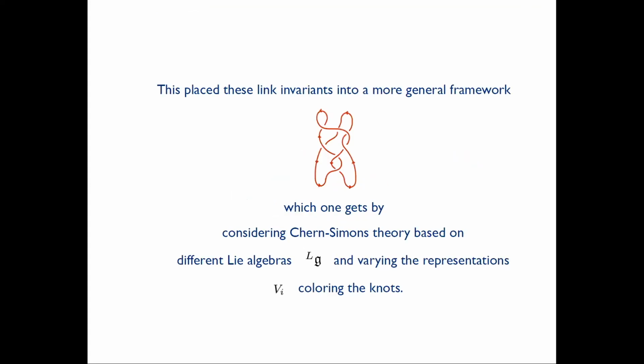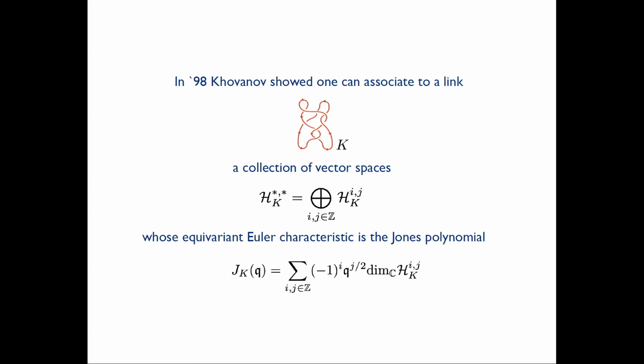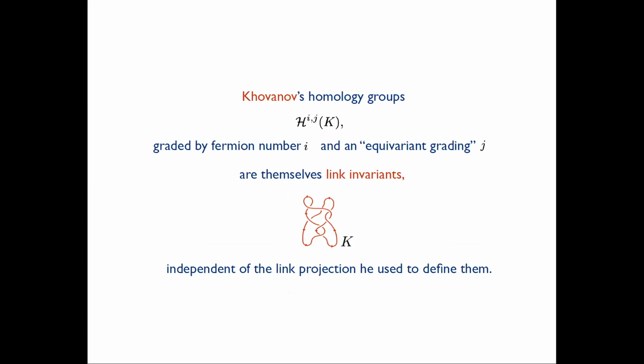So it displays the Alexander polynomial and the Jones polynomial in a more general framework, which you get by considering Chern-Simons theory based on different Lie algebras and varying representations coloring the knot. In '98, Khovanov showed that there is a deeper structure underlying Chern-Simons theory. He showed that one can associate to a link a collection of bigraded vector spaces whose equivariant Euler characteristic is the Jones polynomial. Khovanov's homology groups are graded by the fermion number and by an additional equivariant grading associated with Q, and they turn out to be themselves link invariants, independent of the link projection used to define them.